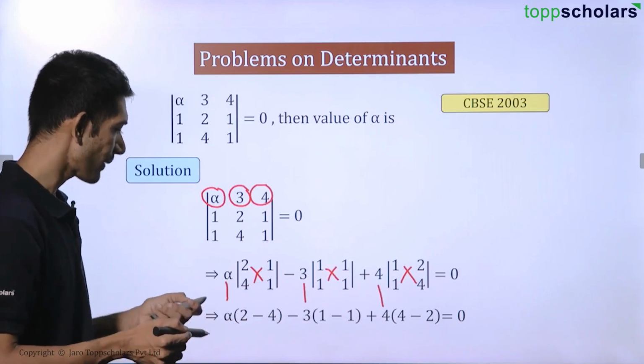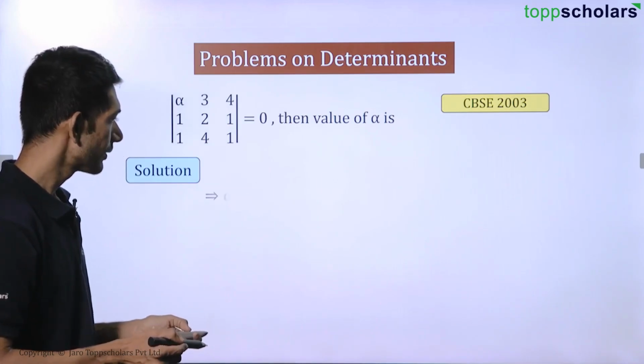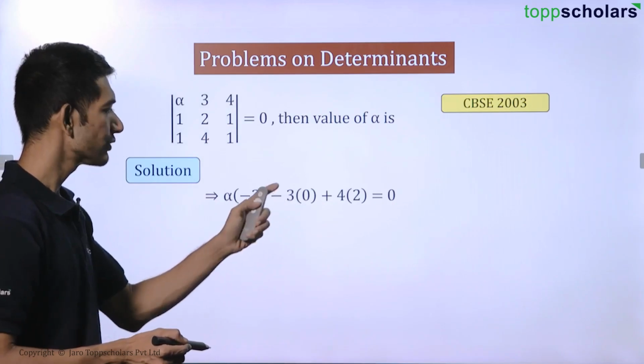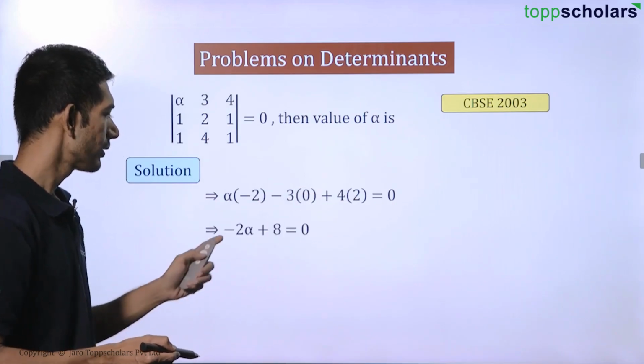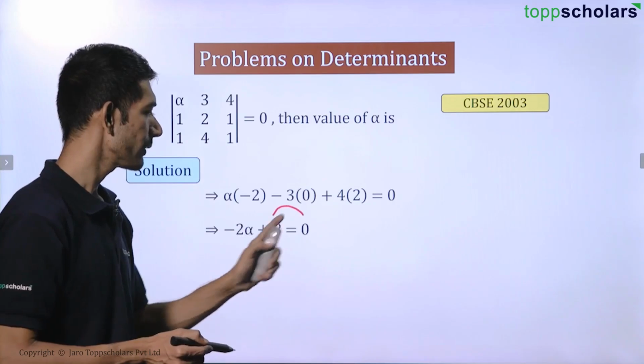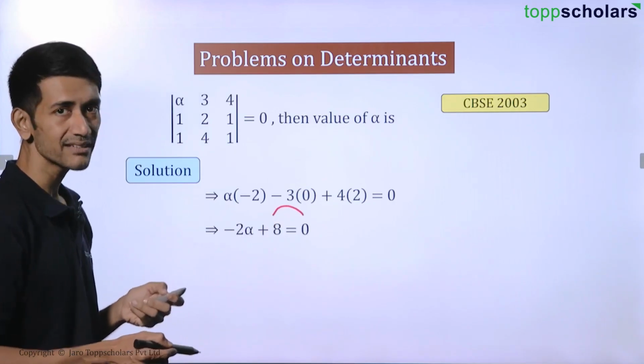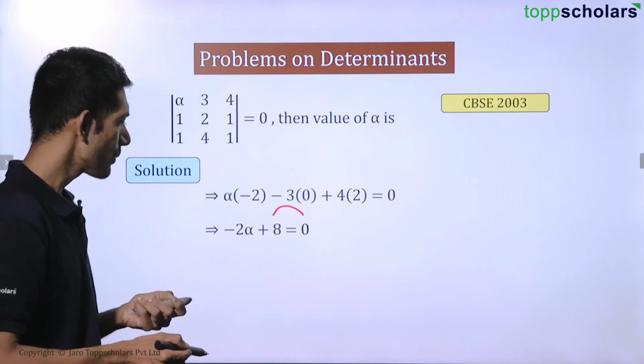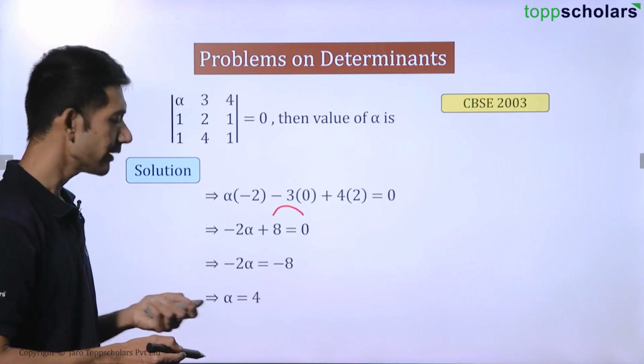2 minus 4 is minus 2. So you get minus 2 alpha. This will become 0. That will become 8. So minus 2 alpha plus 8 is equal to 0. 8 will be on the other side. Minus 2 alpha is equal to minus 8. Alpha is equal to 8 by 2. The value of alpha that you are going to get is 4.